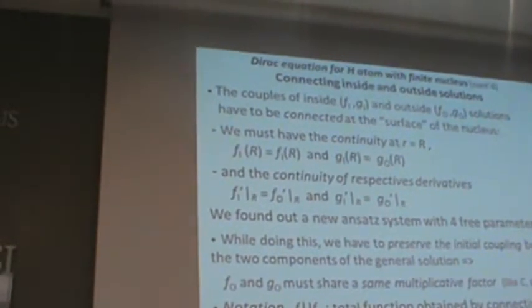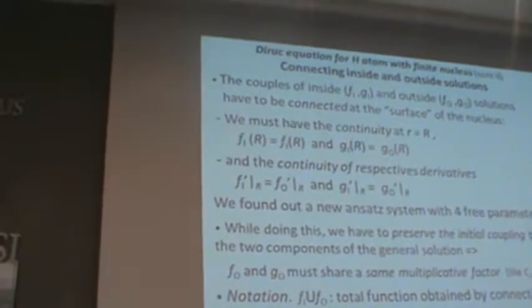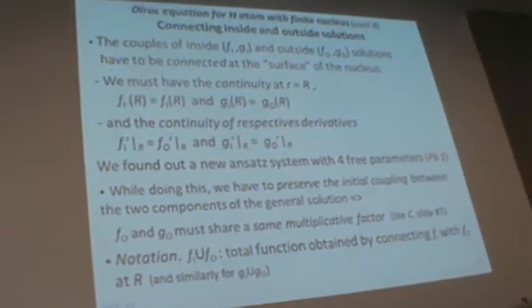Before the fixed point process, we consider the question of connecting the solutions inside and outside the nucleus at the nuclear surface, with continuity of the total function and their derivatives. For doing this, we found a mathematical trick allowing us to simulate an answer with 4 free parameters, while restoring the initial coupling between the two components of the general solution. We do not give the different steps. They are simple but a bit tedious and time-consuming to develop.